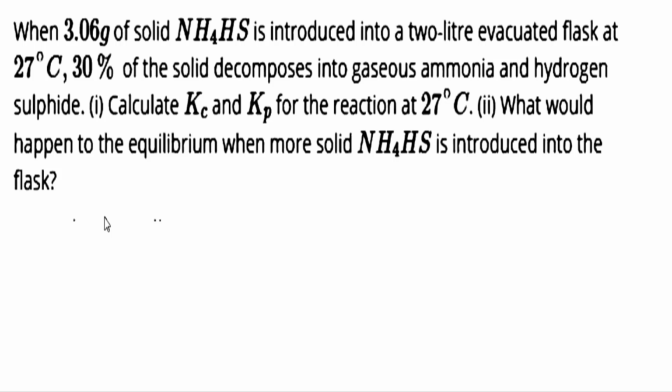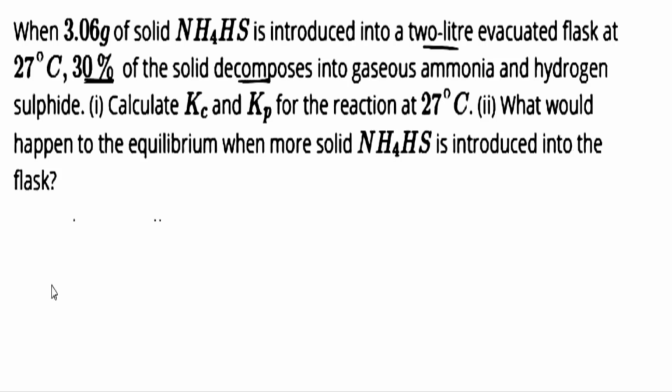The question is, when 3.06 gram of solid NH4HS is introduced in a 2-liter evacuated vessel at 27 degrees Celsius, 30% of the solid decomposes into gaseous ammonia and hydrogen sulfide. Calculate Kc and Kp for the reaction at 27 degrees Celsius. What would happen to the equilibrium when more solid NH4HS is introduced into the flask?